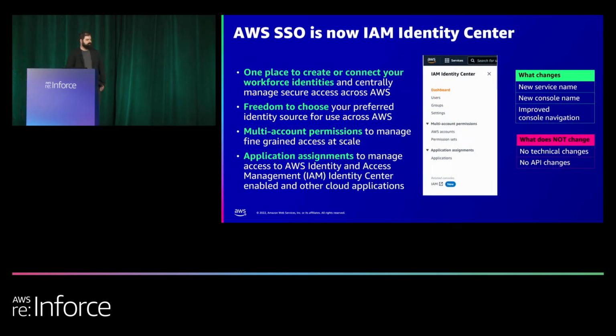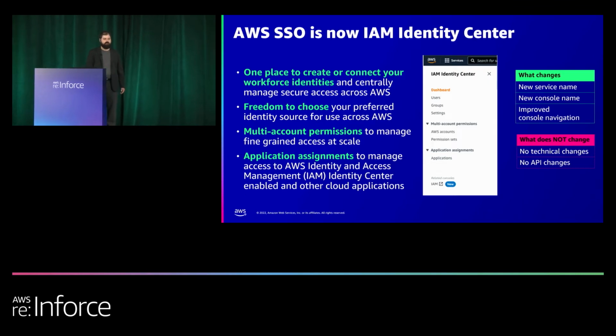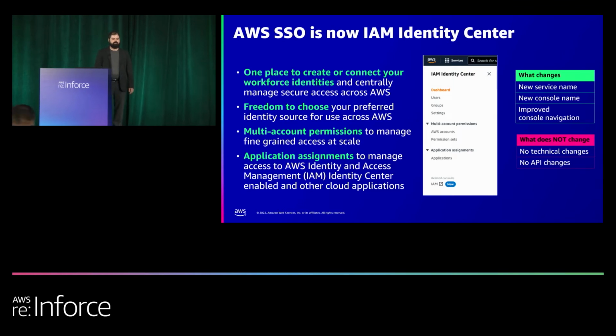So before we get started, yesterday, as you may have heard, AWS SSO is now IAM Identity Center. AWS IAM Identity Center expands the capabilities of AWS IAM to provide a central place that brings together the administration of users and their accounts. This change does not come with any technical changes or API changes, but it will bring changes to the console so that you can better navigate the service.